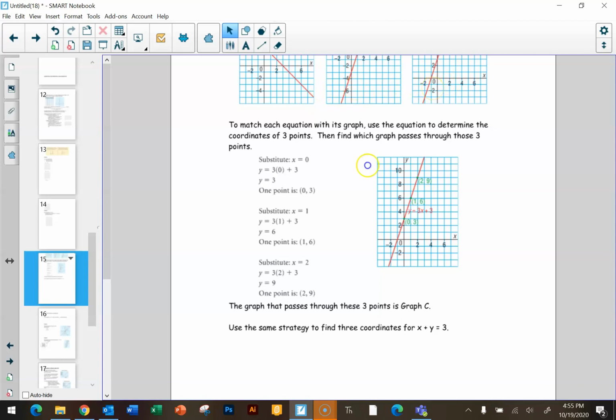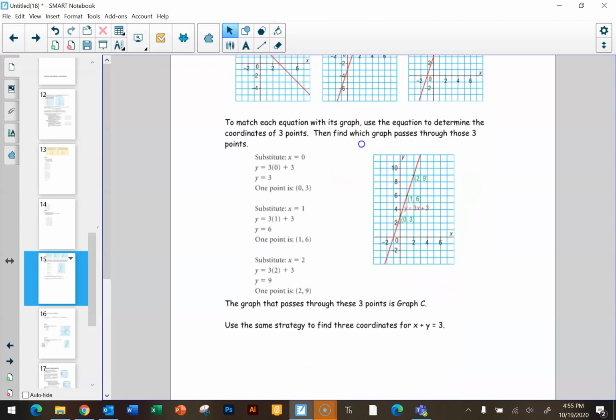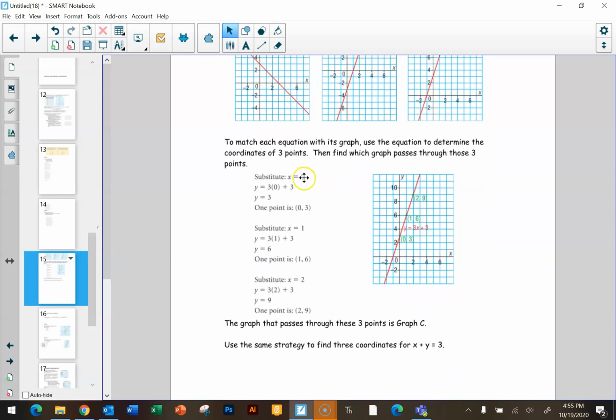So for instance, for the first equation here, y equals 3x plus 3, if we substitute in 0, x is 0, so 3 times 0 is 0, then we get 3, so y equals 3. Therefore, we know that one point is at 0 and 3. So the x is 0, the y is 3. If we look at our graph, we go 0 and then up to 3, so it's right there.